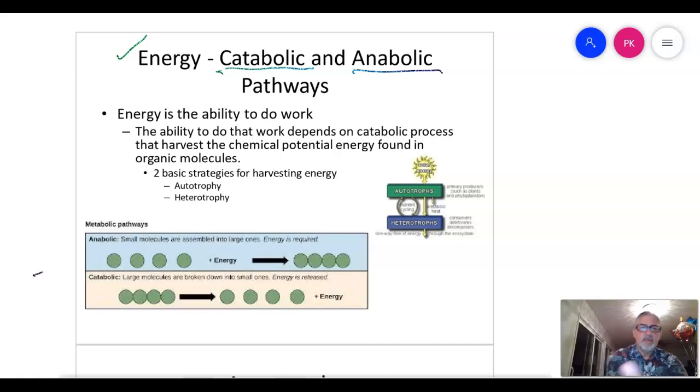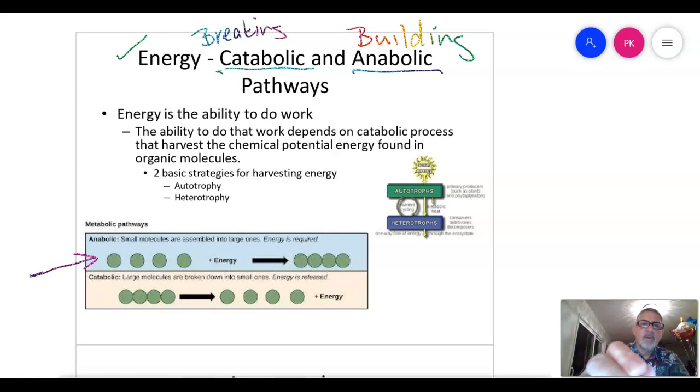Let's deal with the battery. So anabolic. Like a bodybuilder takes anabolic steroids. So anabolic means building. So if I'm making things, it's an anabolic process. And then catabolic would be breaking down. So catabolic would be breaking down, right?